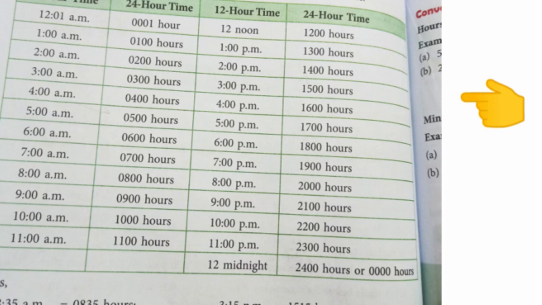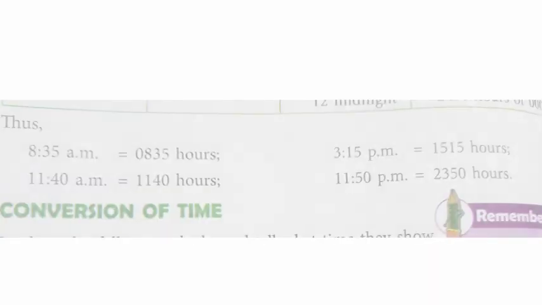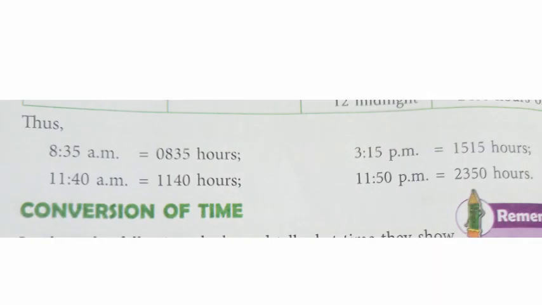So let's discuss a few more examples in which minutes are also given. Here it is 8:35 a.m. I told you that we write 4 digits and the last 2 digits are of minutes. So here we will write 0835. Why are we writing 08? Because we have to use all 4 digits. Similarly, if it is 11:40 a.m., we will write 1140 hours. We know that hours are always mentioned. We are including minutes also here, but we have to write hours.